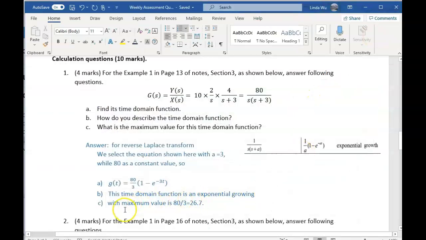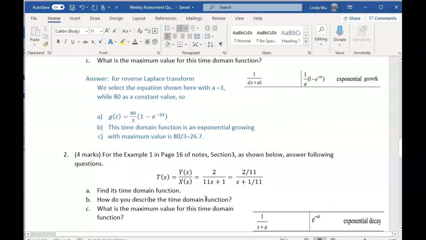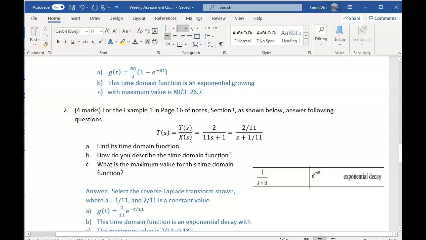So this time domain expression will have a maximum value, which is 26.7. And then let's go to the next question.